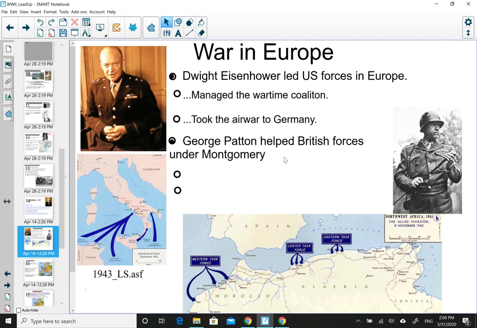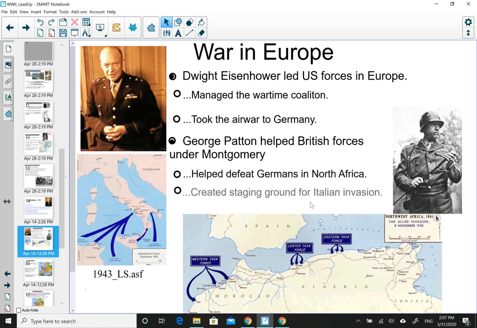Another leading general in the European theater was George Patton. Patton, along with the British General Montgomery, helped to defeat the Germans in North Africa, then created a staging ground for the invasion of Italy. Film note, watch the film made about him called Patton. It is a classic. It illustrates some of his weirder quirks, including his notion that he was the reincarnation of a Roman legionnaire fighting the Parthians.